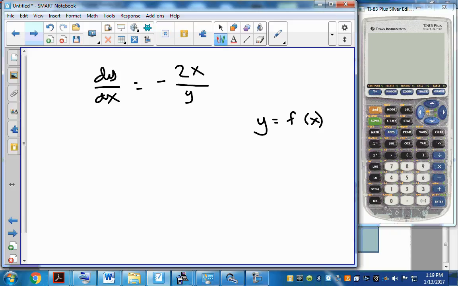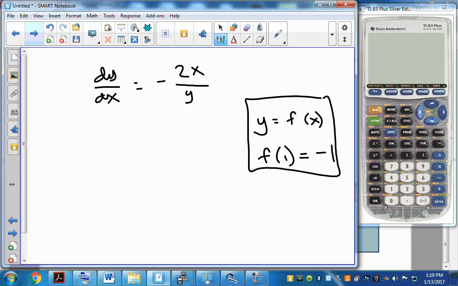It says find the particular solution, y is f of x, to this given differential equation with the initial condition f of 1 is negative 1. Okay, so that's what we're going to do. If we look at the grading rubrics, if this whole thing is worth 9, there's probably 5 of the 9 on this. Most of the credit is separate, integrate, put the C in, use the condition, find y.